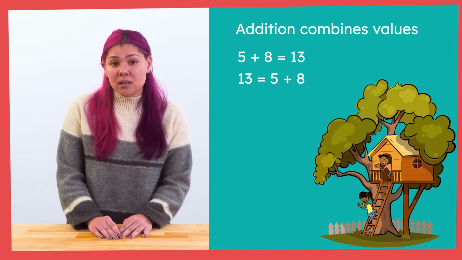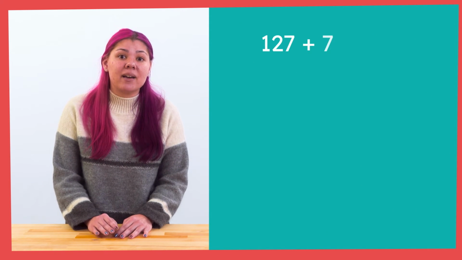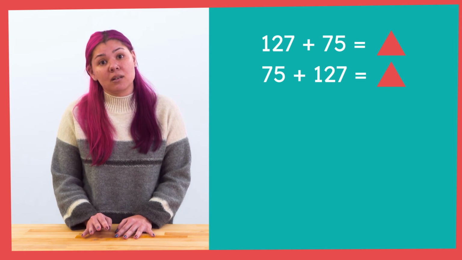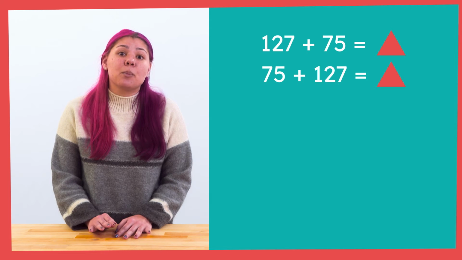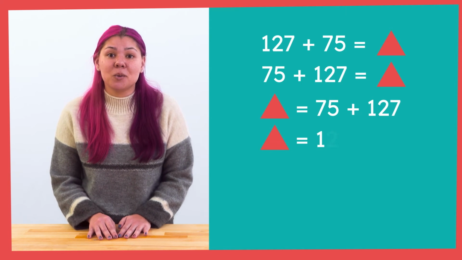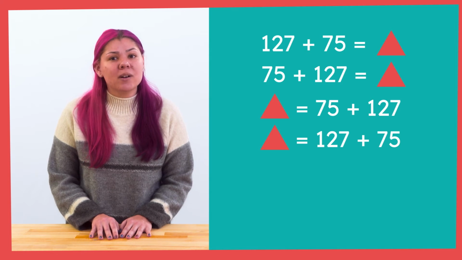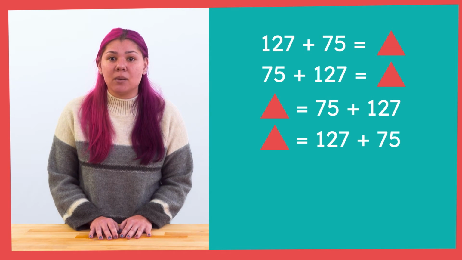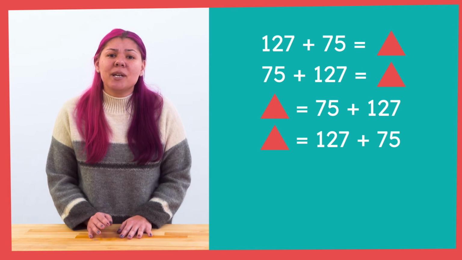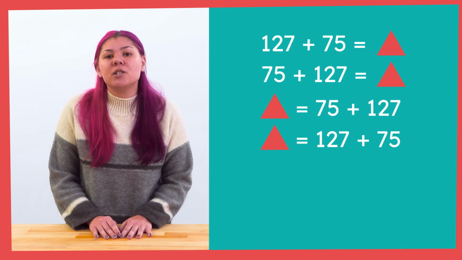equations a few ways. 127 plus 75 equals blank, or 75 plus 127 equals blank. We could also write the equations as blank equals 75 plus 127, or blank equals 127 plus 75. The order of the addends does not matter when we're adding because of the commutative property. The commutative property just means that we can change the position of our numbers without changing the value.